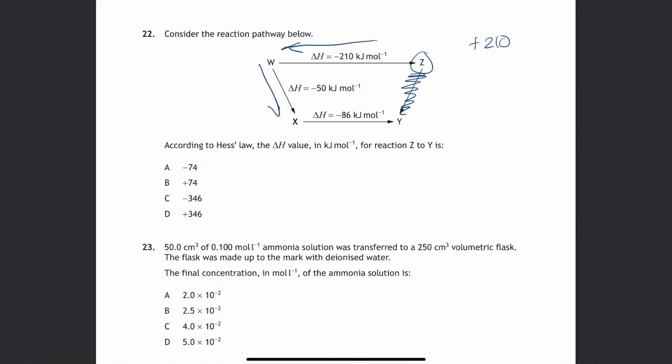We're going in the correct direction on this road, so that stays as minus 50. And then we're going along the right way on this road as well, so that stays as minus 86. So then if you add them all together, or take away as the case may be for some of them, that gives us positive 74, so it's B.